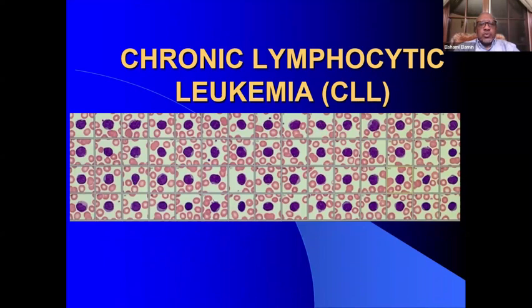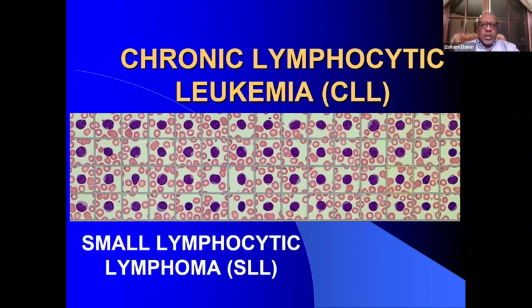This is a typical picture of the CLL under the microscope. This is actually an actual patient, one of my patients with the CLL. You can see the cells are mature lymphocytes, but they're all over the place. And so CLL and SLL are the same disease. We're going to talk about that. So when we say CLL, it could be CLL or SLL, everything the same, even the management.